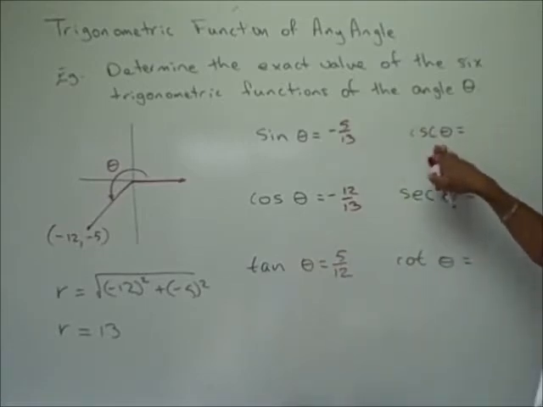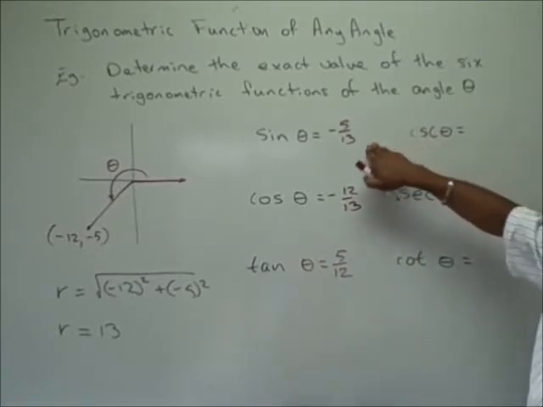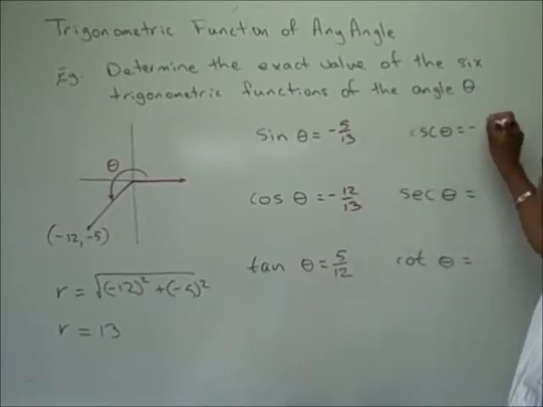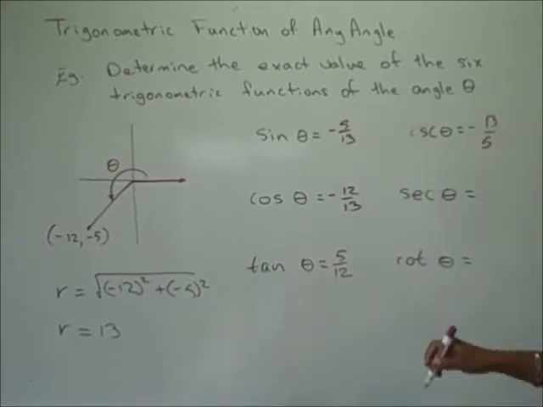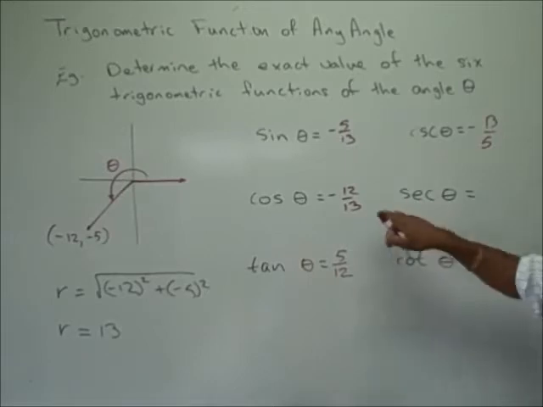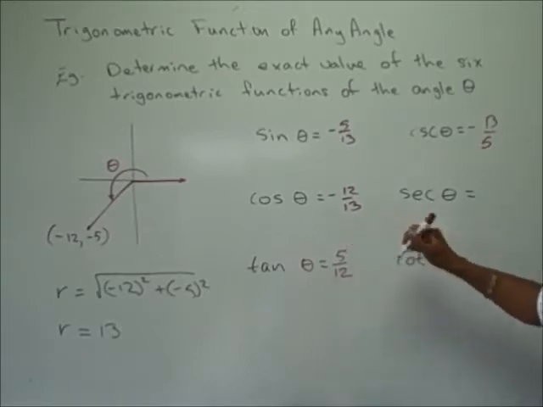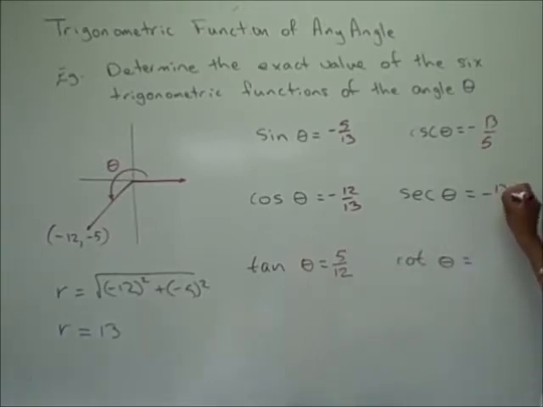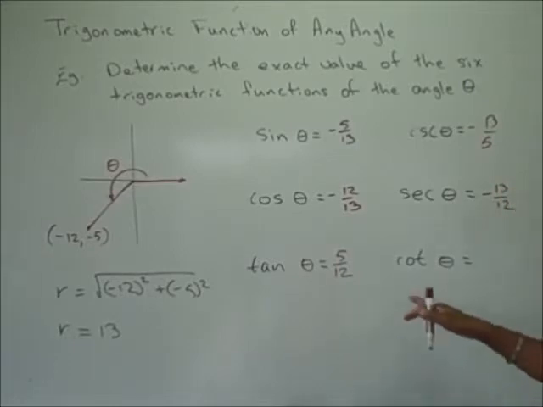Our cosecant theta is the inverse of sine theta, so this is -13 over 5. Secant theta is the inverse of cosine theta, so this is -13 over 12. And cotangent is the inverse of tan, so this is 12 over 5.